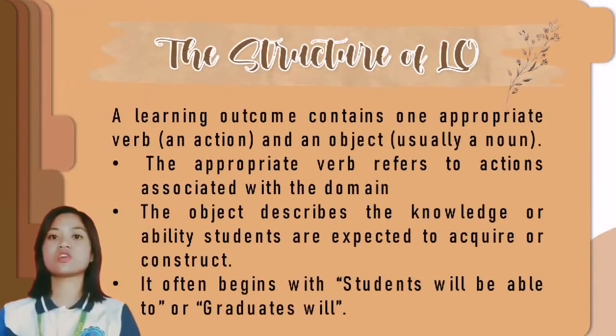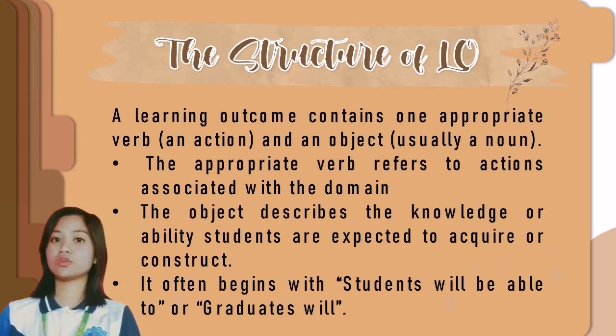So, next is the structure of student learning outcomes. So, a learning outcome contains one appropriate verb or an action and an object or usually a noun. So, the appropriate verb refers to action associated with the domain. So, yung appropriate verb that refers to actions associated with the domains which are cognitive, psychomotor, and affective.